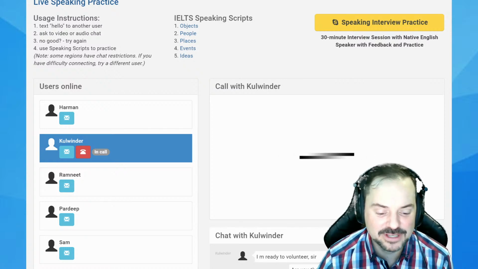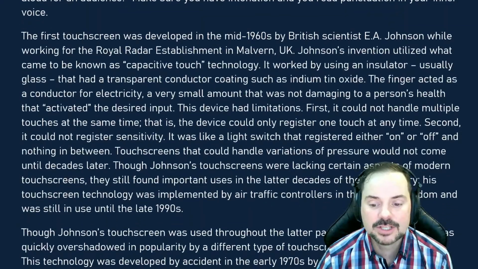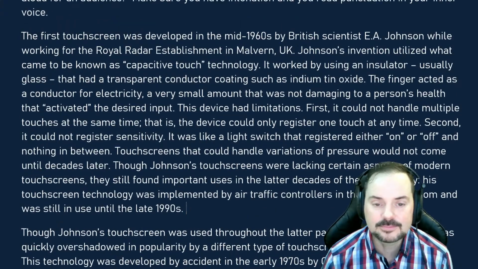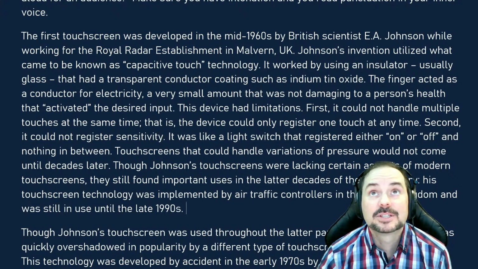So let's do a bit of reading, and then I'll talk a bit more strategy, okay? So Kulwinder, I'll actually get you to read this nice big paragraph here, starting with the first touch screen. So whenever you're ready, just read it.